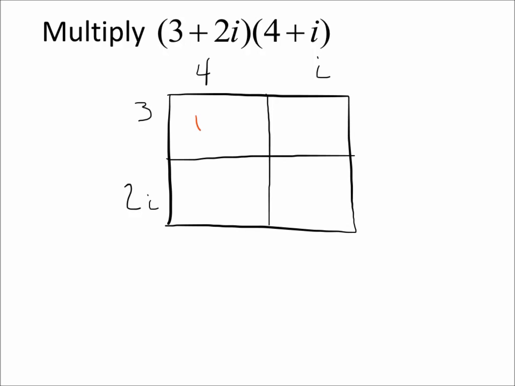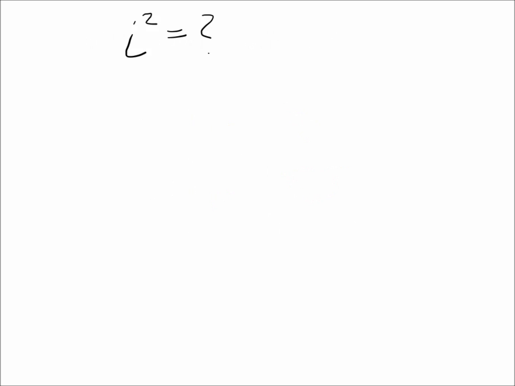Now, 3 times 4 is 12. 3 times i is 3i. 2i times 4 is 8i. And in the lower right hand, we have 2i times i, which is 2i squared. Now, before we move on, I need to talk to you a little bit about i squared. So what is i squared?